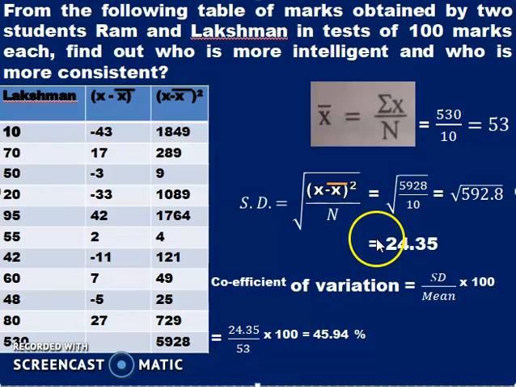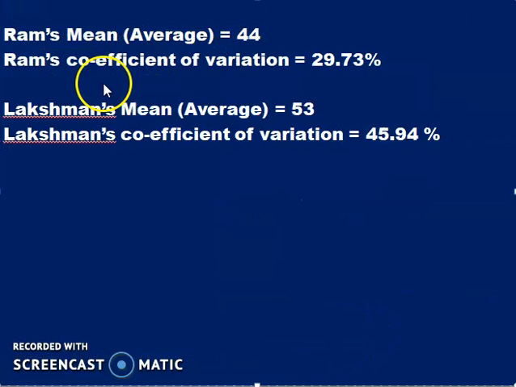So now for finding the more consistency, we have to find the coefficient of variation. So it's equal to standard deviation divided by mean into 100. So this, Lakshman's coefficient of variation, we are finding as 24.35 divided by this 53 into 100. So we will be getting 45.94%.